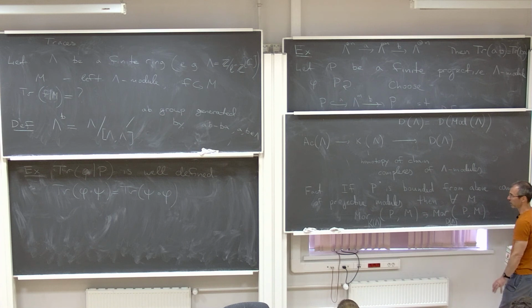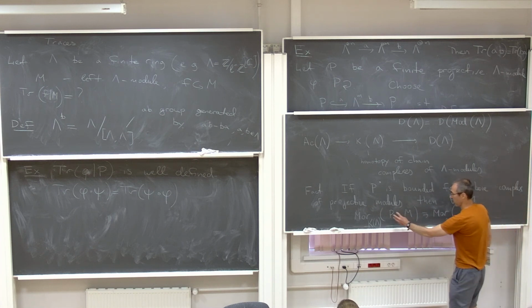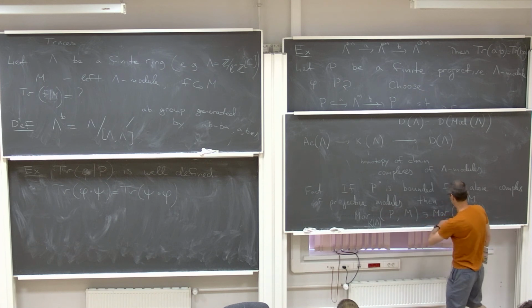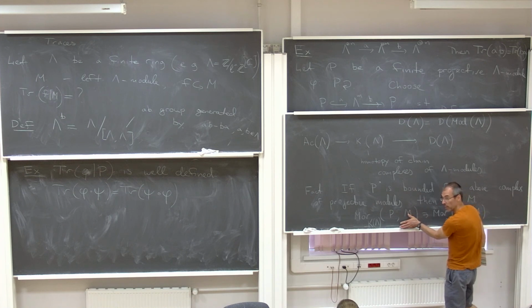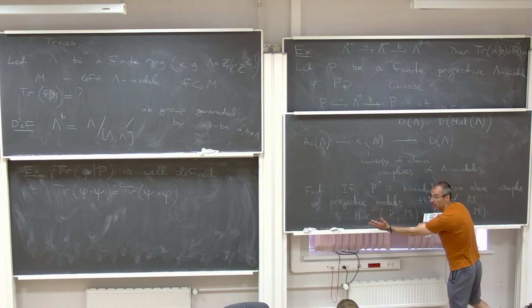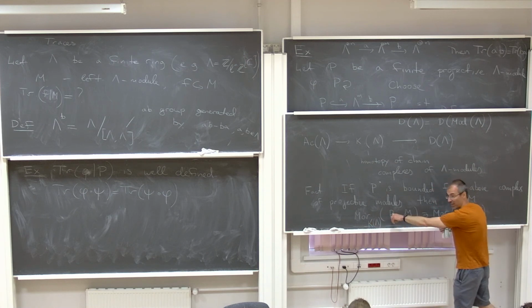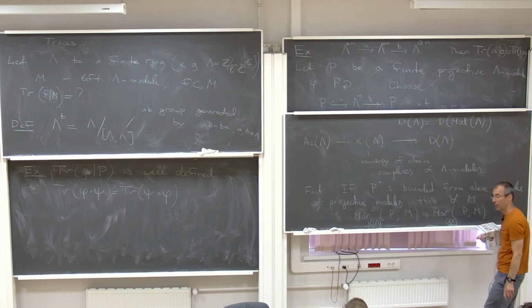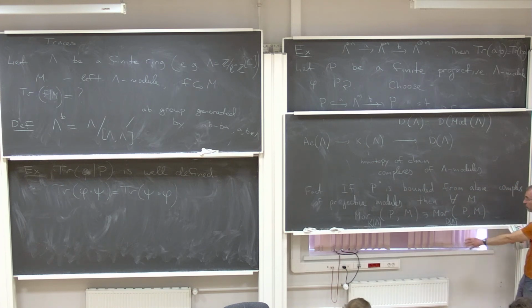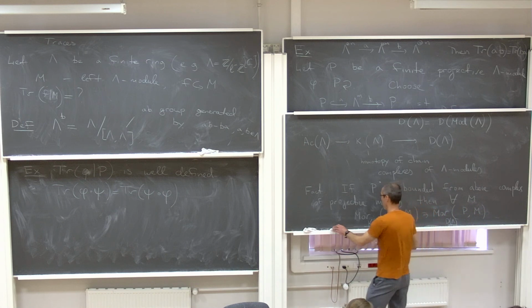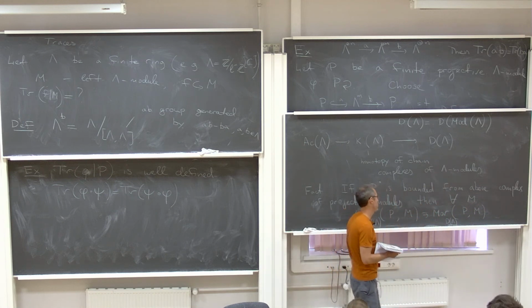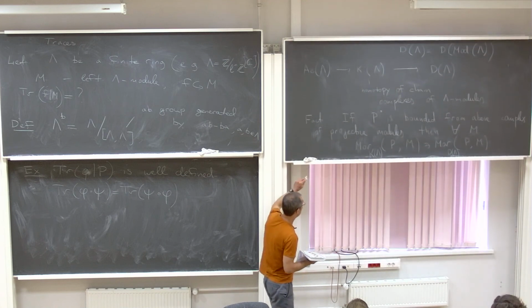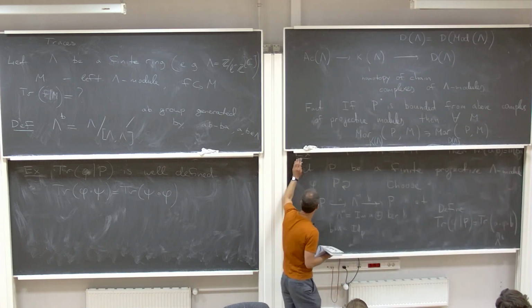So this is a formal consequence of the following: consider a bounded from above complex of projective modules, and take for M an acyclic complex, then this Hom is also going to be acyclic. So any morphism from a projective complex to an acyclic complex is equal to 0 up to homotopy. That's a formal consequence of this. And you prove it by reducing to the case when P is just lambda, where it's obvious.